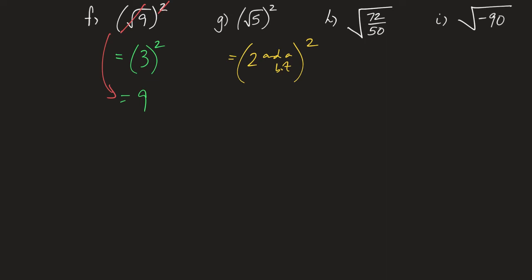We should be good to say, hey, wait a second. Square root squared, opposite operations. That's 5. Done. Okay, I'd like you to now copy down H and I, and I want you to get a solution to both. Okay, pause it now.